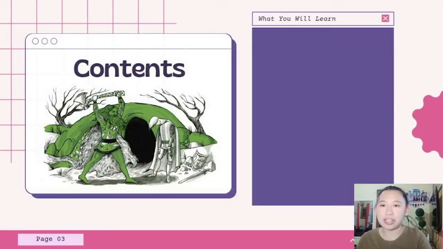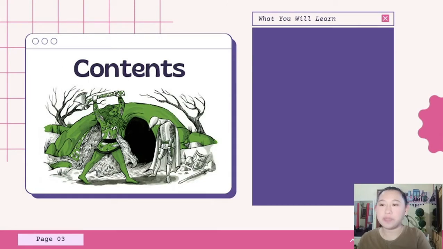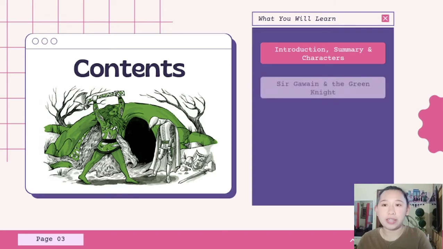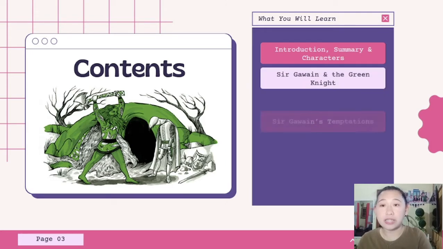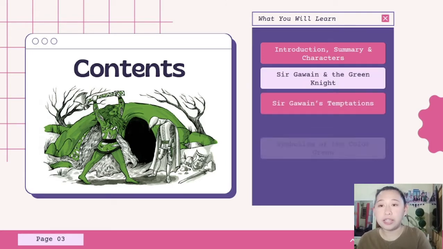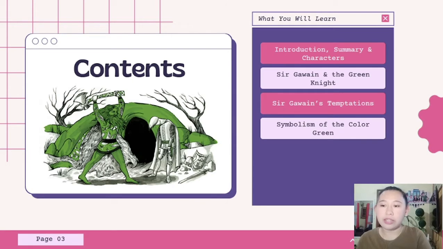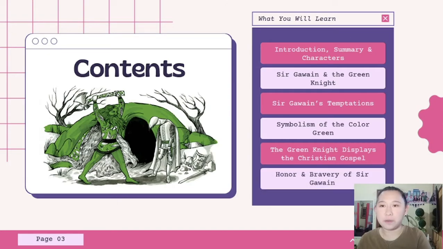These are the contents of our discussion for this day. First, you will learn the introduction, summary, and characters of the poem. We will also be tackling the five points in the poem. They are Sir Gawain and the Green Knight, Gawain's temptations, symbolism of the color green, the Green Knight's display of the Christian gospel, and lastly, honor and bravery of Sir Gawain.